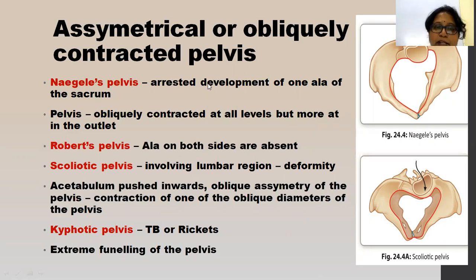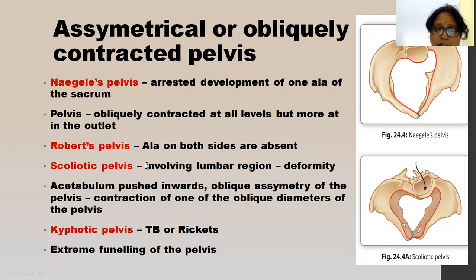See, in Naegeli's pelvis, there is arrested development of one ala of the sacrum. On one side, the ala of the sacrum is absent. It is called Naegeli's pelvis. When it is absent on both sides, it is called Robert's pelvis. Both alae of the sacrum are absent in Robert's, and on one side, one ala of the sacrum is absent in Naegeli's pelvis. And this pelvis is contracted at all levels, but more at the outlet.